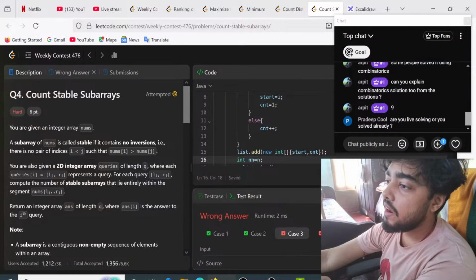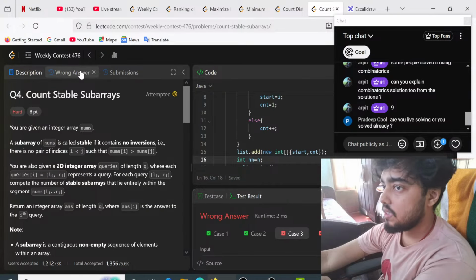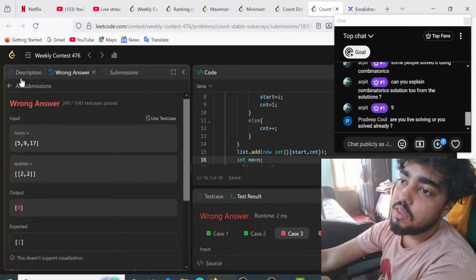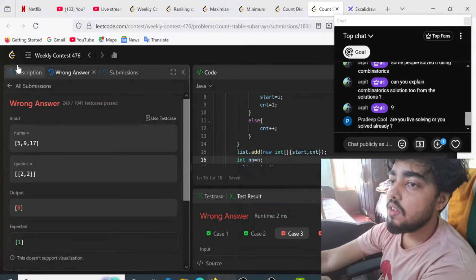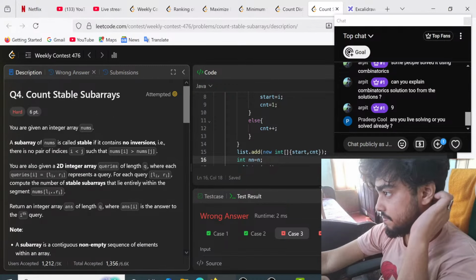This I have failed for a few edge cases, okay. Not this. Don't check this one. So like 0 and 1, this type of edge cases I have failed for. Otherwise, I'll just explain the logic, okay.